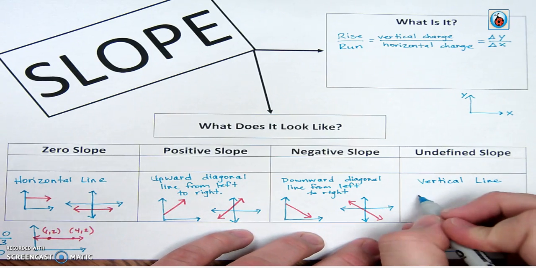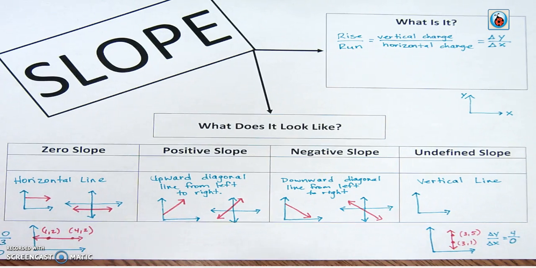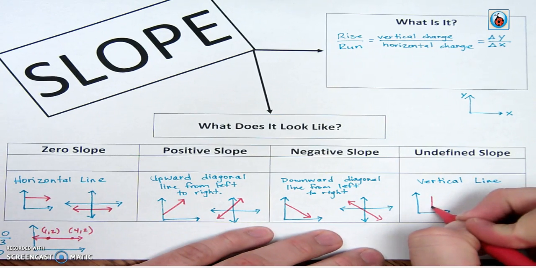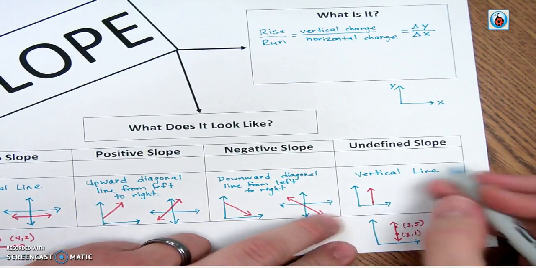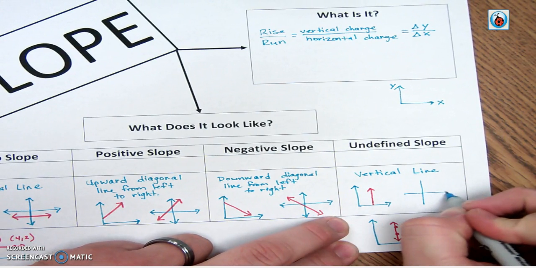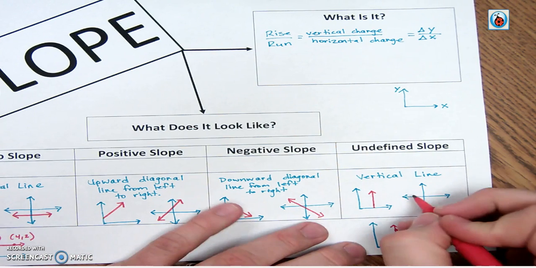Okay? So, once again, 2 pictures that I can put in here. I could have a straight up and down line in one quadrant, or oops, sorry about that. I could have a straight up and down line in all 4 quadrants. Here it is.